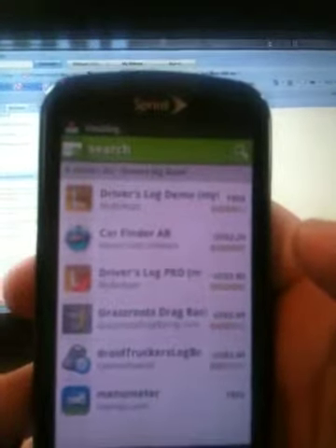There's a driver's log pro, which is about $5, $6. And there is a droid trucker's log book as well. That's only $3.40. Both those programs are going to do the same thing. This is the demo, which I'm downloading onto my droid. You can take that and start playing with it and see what you think if you really like it.